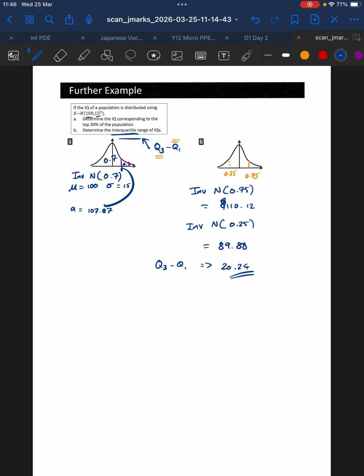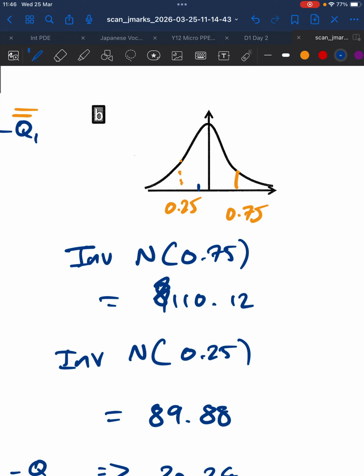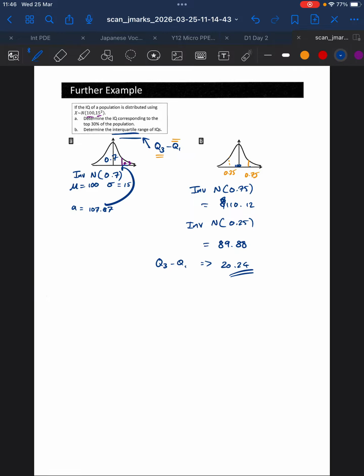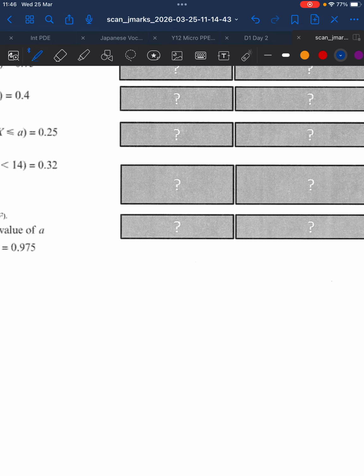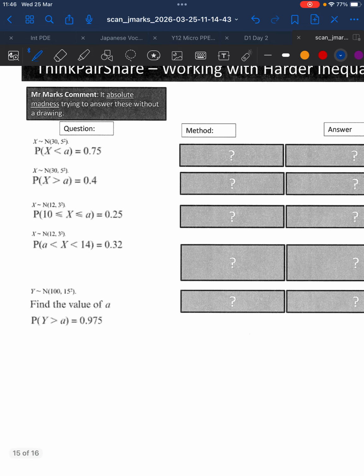And to sense check these, I could, of course, add a bit more information. I know that's 100. I know 115 is about here somewhere. So these answers sound pretty good to me. Pause the video now and have a quick go at these. There are some similarities, and we will just quickly have a go at these.